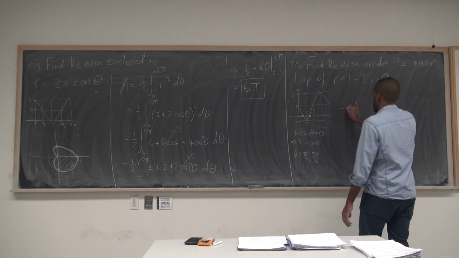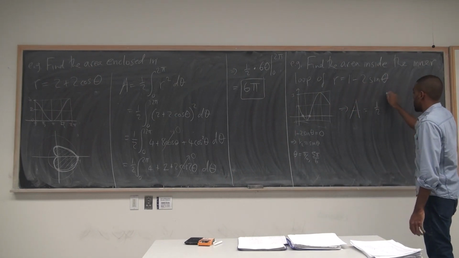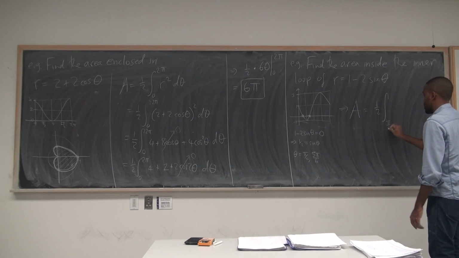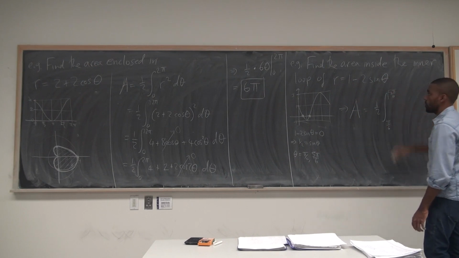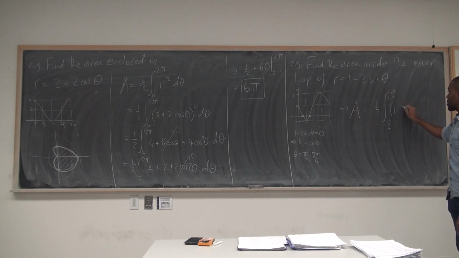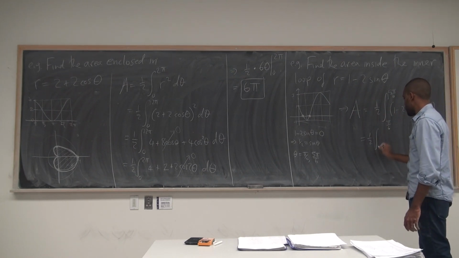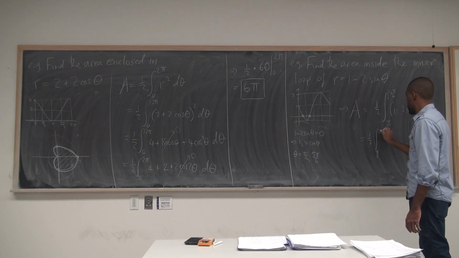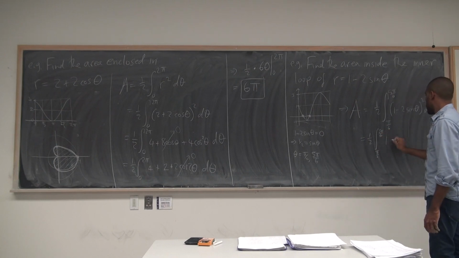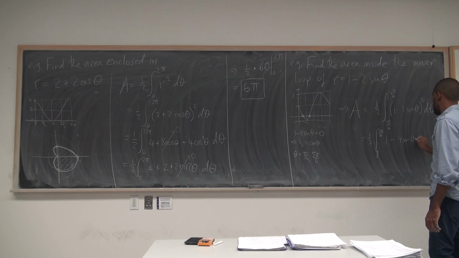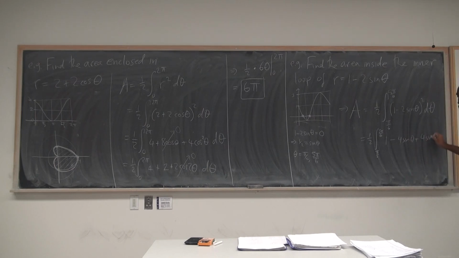I just know at this point, my area is just going to be 1/2 the integral from pi over 6 up to 5 pi over 6 of r squared d theta, which is 1 minus 4 sine theta plus 4 sine squared theta d theta. I can't assume this goes to 0 because we're not integrating over a full period, so I have to bring that with me.